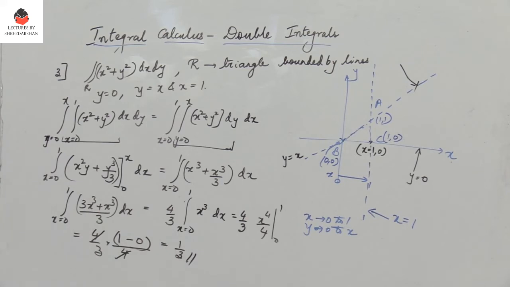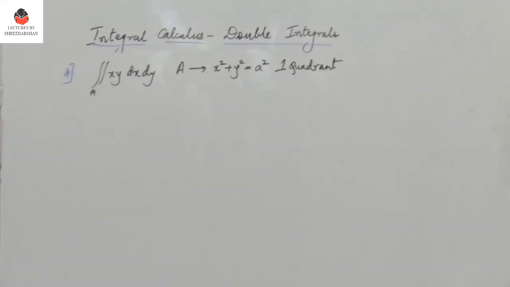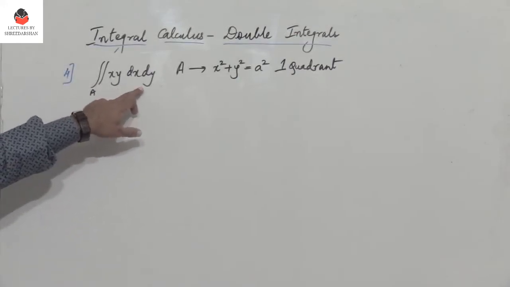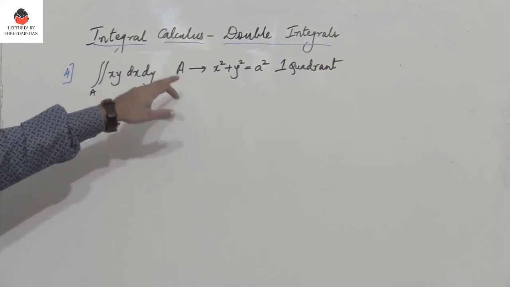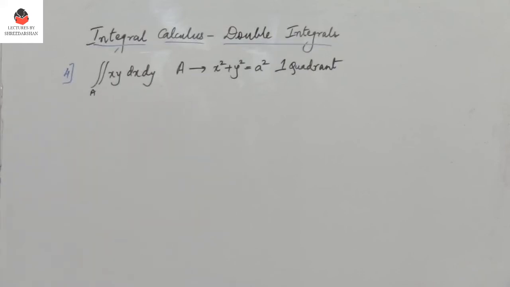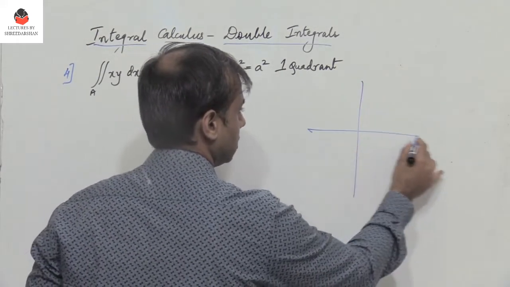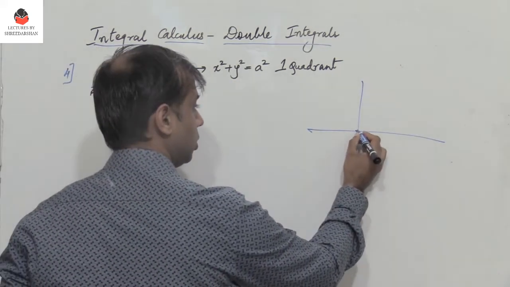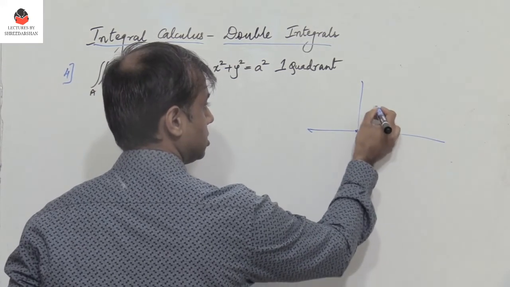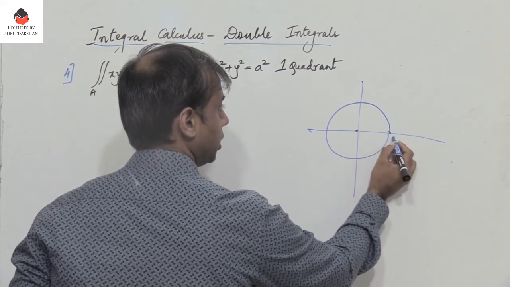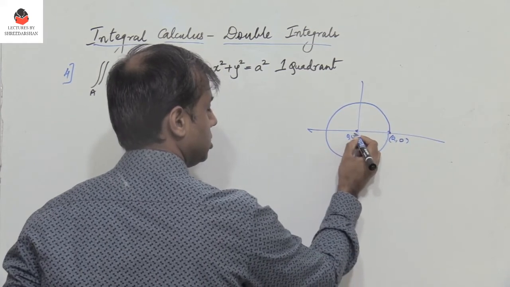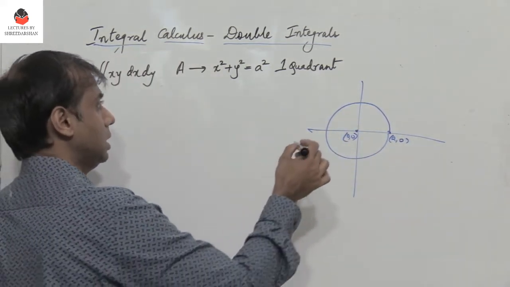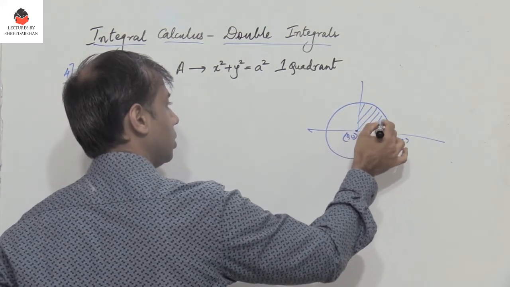So very simple problem. So the next problem, find the area of xy dx dy, where A is the area bounded by the circle x square plus y square equals a square in the first quadrant. So let us consider the circle. So x square plus y square equals a square is a circle with center as the origin and the radius as a. So this is the circle, and this point is a comma 0, and this is 0 comma 0, and I need to find the area along the first quadrant.